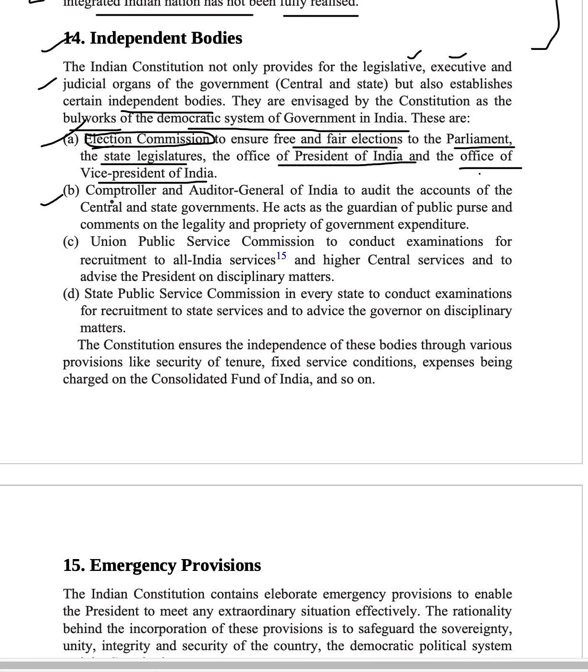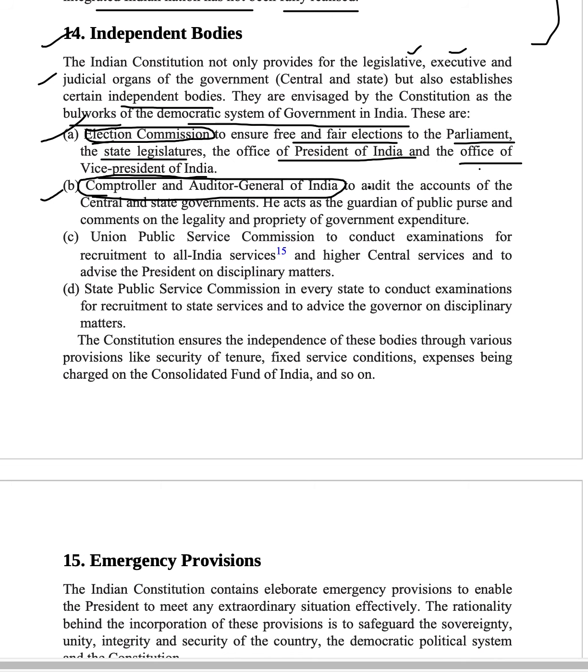Then Comptroller and Auditor General of India, CAG. He is also called Protector of the Public Purse. He has the responsibility to audit the accounts of the central and state governments. He acts as the guardian of the public purse. This is one of the keywords which you can use in your answer, that he is the guardian of the public purse, and comments on the legality and propriety of government expenditure. So there are 2 terms given here: legality and propriety. Audit basically means the checking of the accounts. 2 things are checked: legality and propriety.